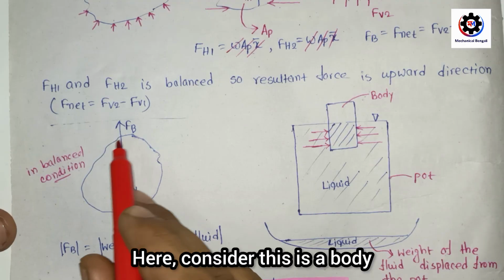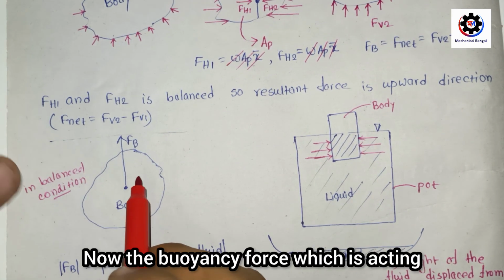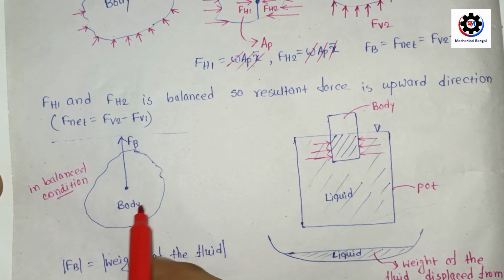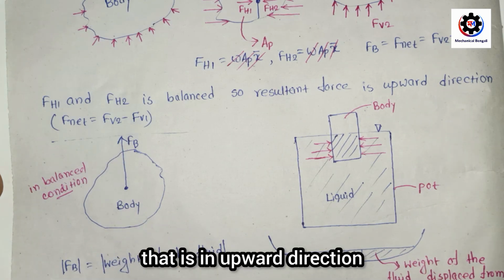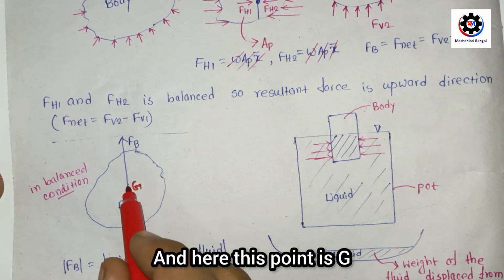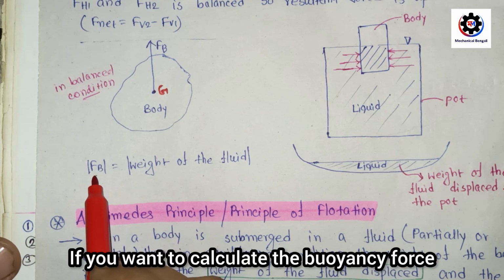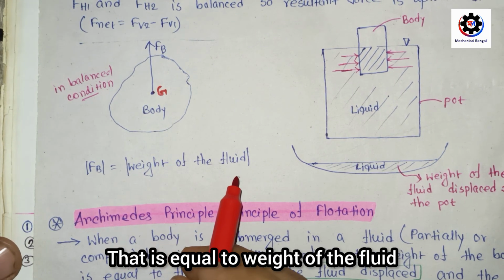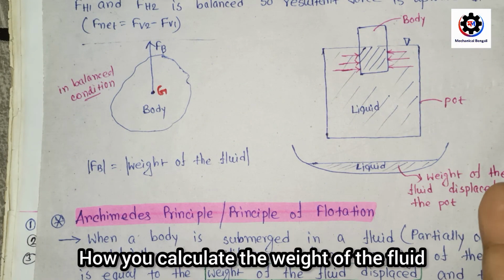Now consider this is a body, and this body is inside any fluid. The buoyancy force is acting in the upward direction. In balanced condition, this body has the buoyancy force in the upward direction, and this point is G, the center of gravity. Now there is a formula. If you want to calculate the buoyancy force, how do you calculate it? It is equal to the weight of the fluid displaced. Now how do you calculate the weight of the fluid?